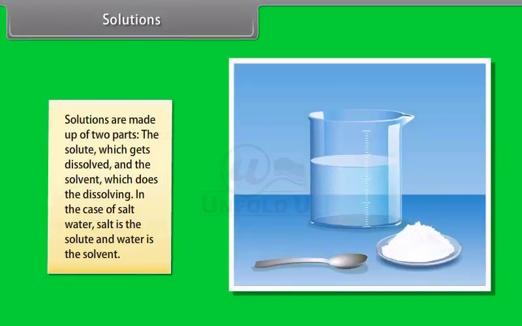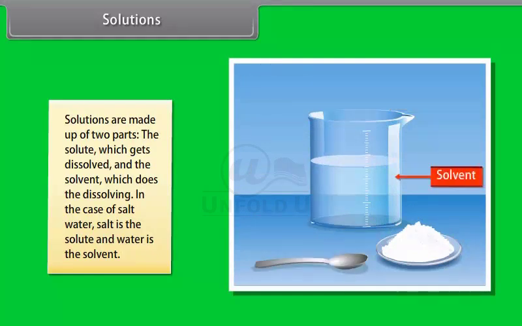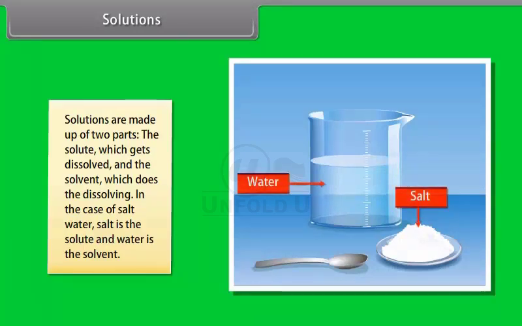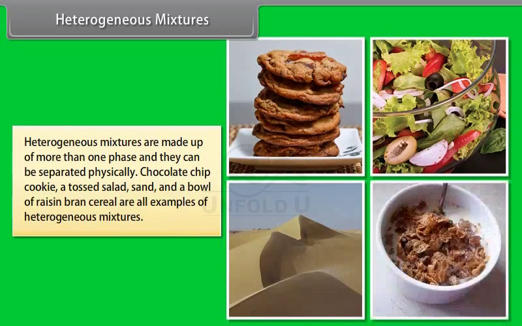Solutions are made up of two parts: the solute, which gets dissolved, and the solvent, which does the dissolving. In the case of salt water, salt is the solute and water is the solvent. Heterogeneous mixtures. Heterogeneous mixtures are made up of more than one phase and they can be separated physically.